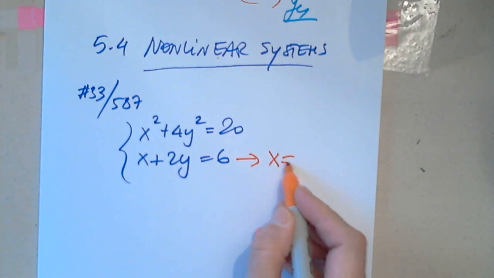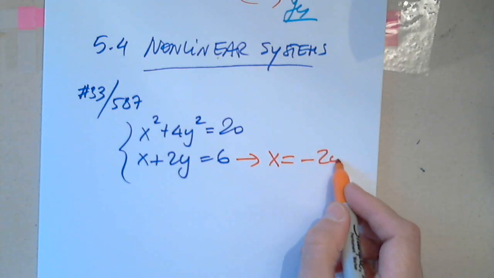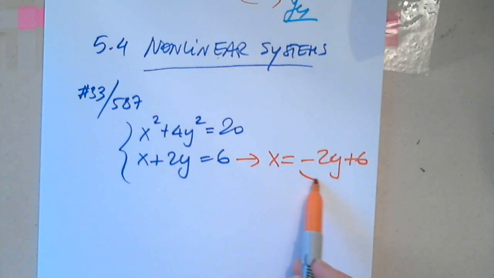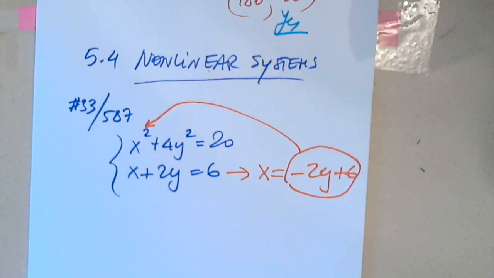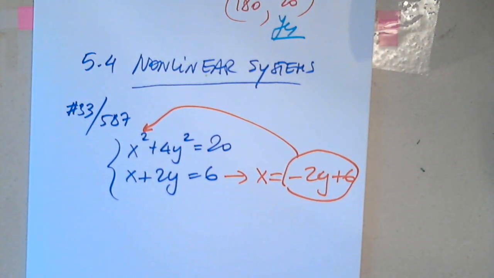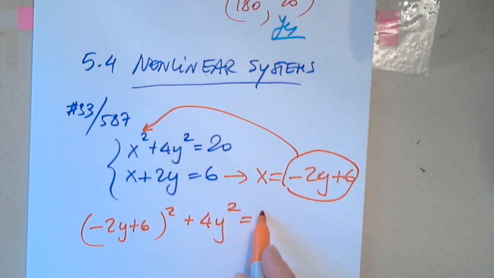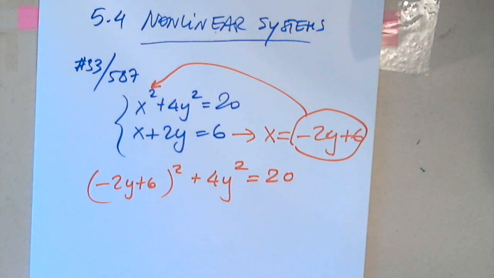So from here I'll write that x equals negative 2y plus 6, and I will replace x in the first equation and square it by negative 2y plus 6. So then negative 2y plus 6, everything squared, plus 4y squared equals 20. And now I need to square this. I have no choice. So how many terms do we get when we square negative 2y plus 6?